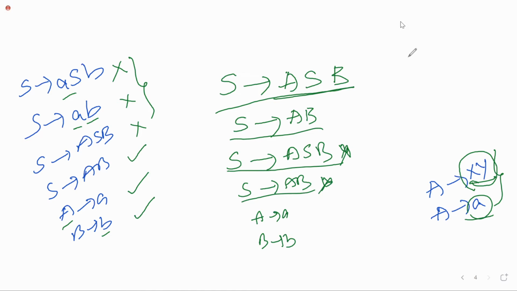So we are left with how many productions? S tends to ASB, S tends to AB, A to A, B to B. We are left with these many productions. In this, is it in CNF format?